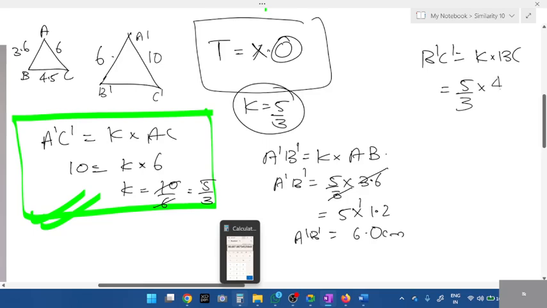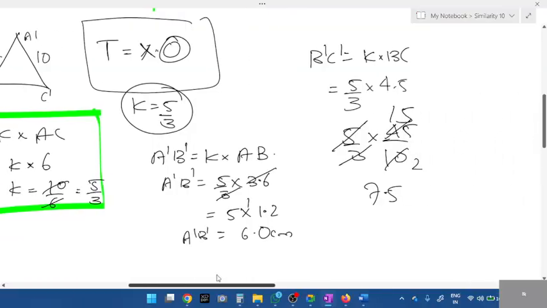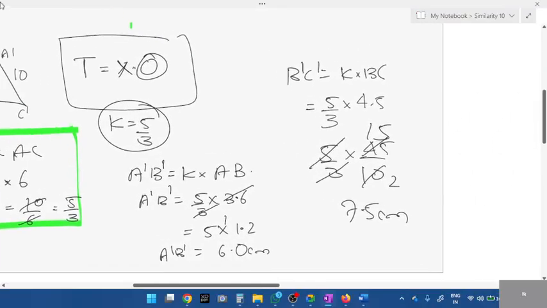Okay, 7.5, 4.5. And how did I teach all of you? If you want to remove the decimal, multiply by 10. Look here, 5 ones are 5, 5 threes are 15. 15 divided by 2 is 7.5. Centimeter is given here, so write centimeters. Size transformation.